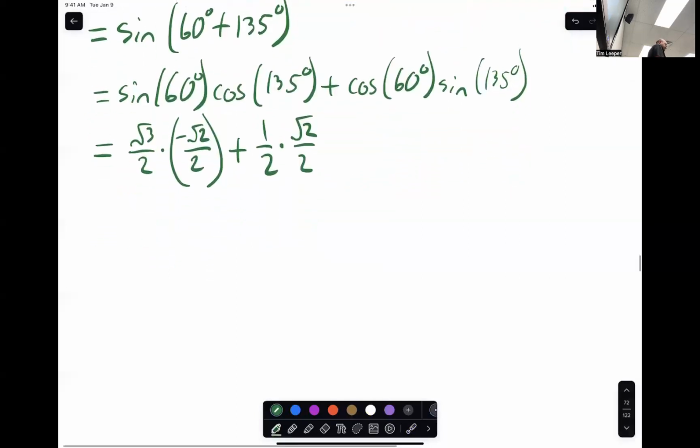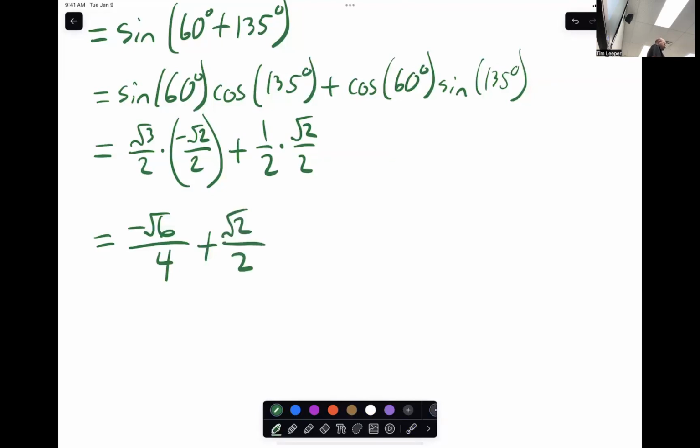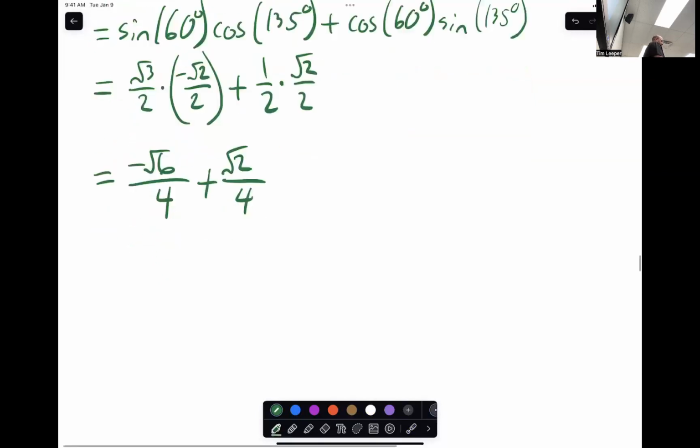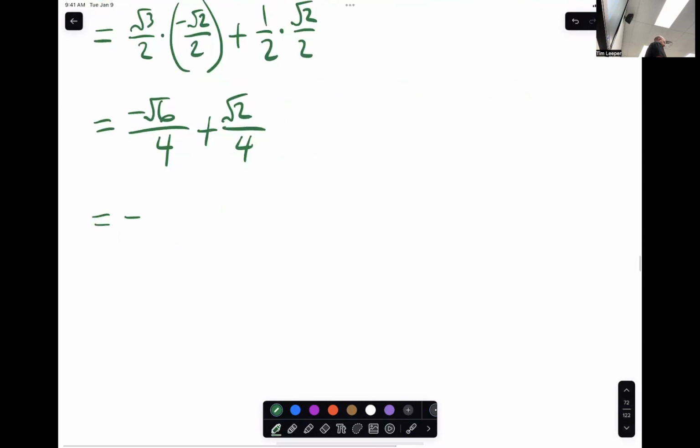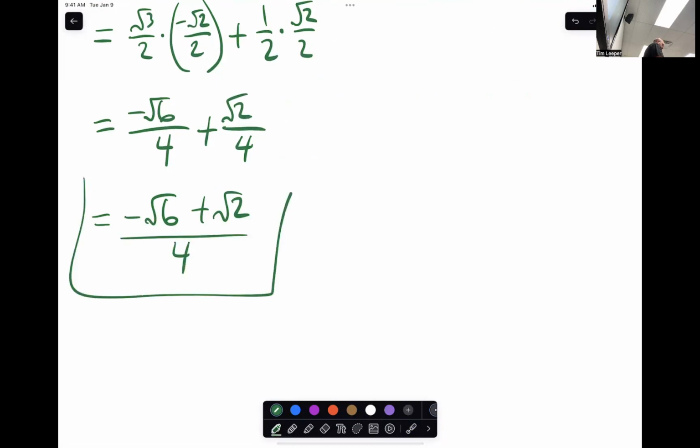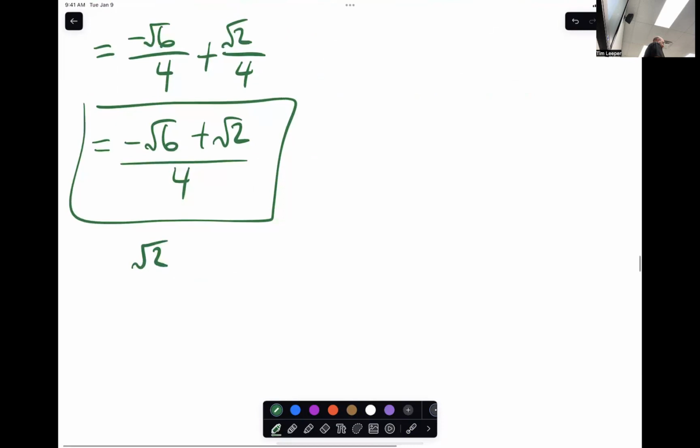Fantastic. So now this is all equal to, then just multiply straight across. Square root of 3 times negative square root of 2 gives us negative square root of 6, all over 2 times 2 is 4. Plus 1 times square root of 2 is square root of 2, all over 4. And now we can just add these together. That gives me negative square root of 6 plus the square root of 2 all over 4. Of course, you can rewrite it if you want, making that square root of 2 minus square root of 6 all over 4. That would have been fine as well.